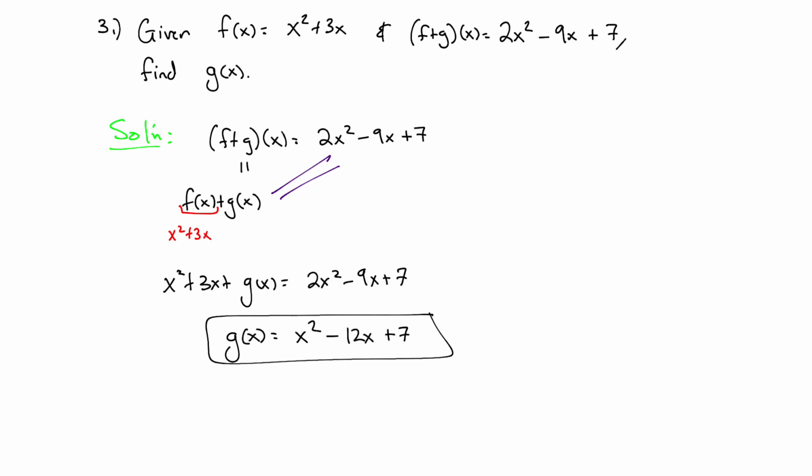And that is our answer. And you can verify that if you add this function to this function, if you add g to f, you will end up getting 2x squared minus 9x plus 7.